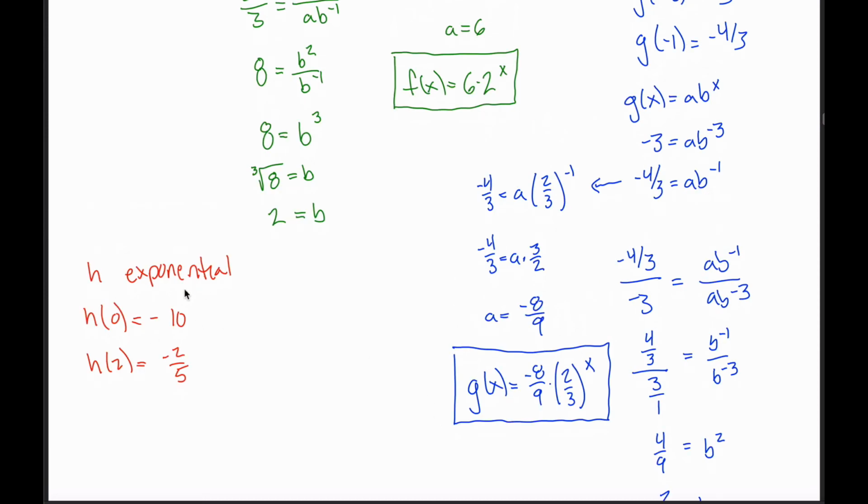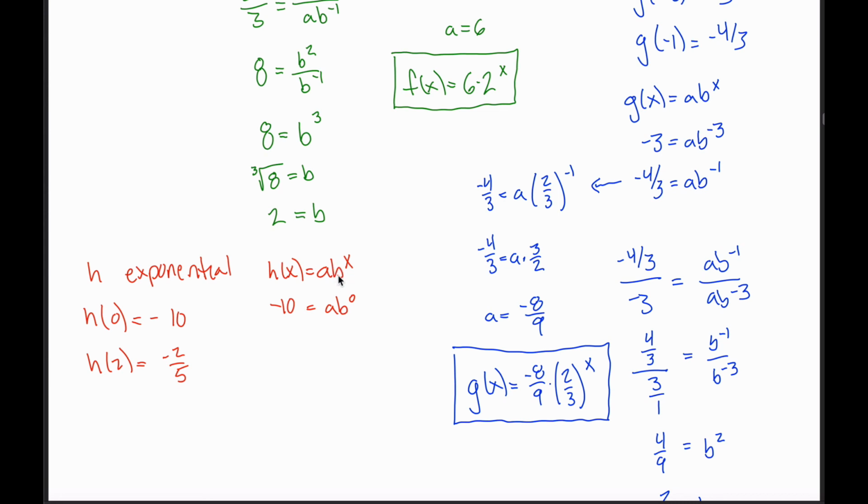Look at what happens when I take this first statement and I start to write my equations. I know h is exponential, so h of x equals a times b to the x power. And this is telling me that when x equals 0, y equals negative 10. So I got negative 10 equals a times b to the 0 power. I don't know what b is equal to, but b to the 0 power, regardless of what b is equal to, has got to be equal to 1.